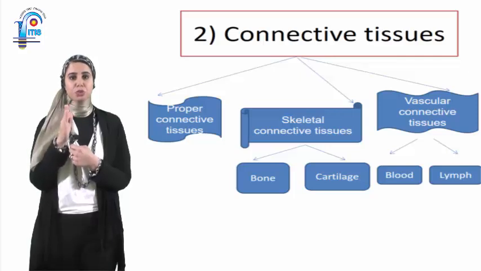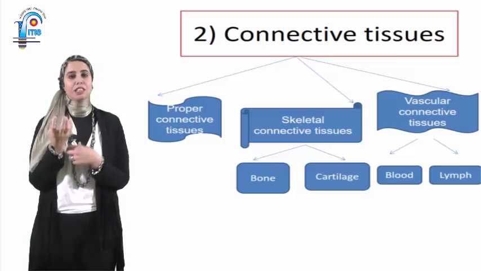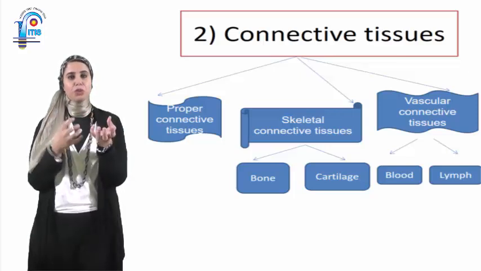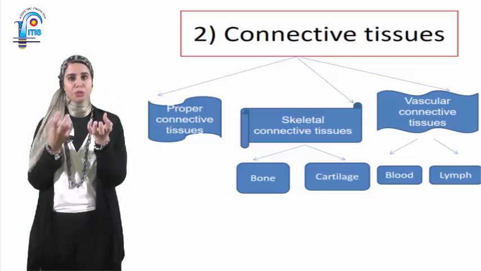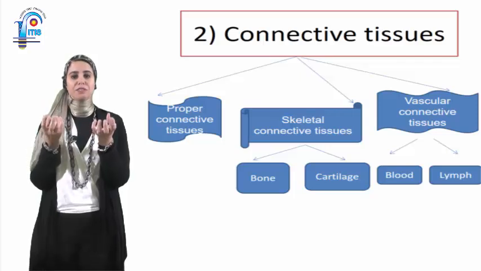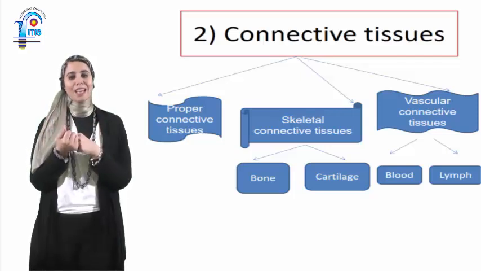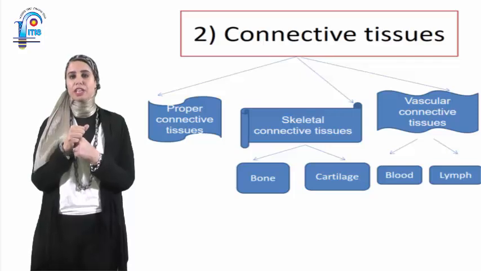These two types of connective tissue carry what? Carry the matrix, which carries what? The cells. The difference between the matrix of the bone and the matrix of the cartilage: the matrix of the bone is rigid because it contains calcium salts, while that of the cartilage is what? Flexible. Now we're going to talk about the last connective tissue, which is the vascular connective tissue.